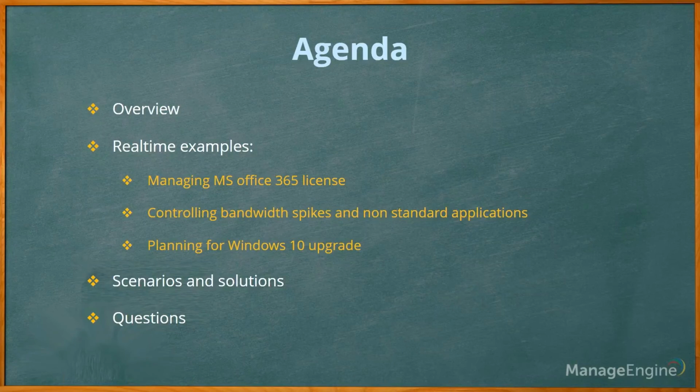The first real-time example that I have taken is managing Office 365 licenses, where we can see how we can manage licenses for applications. And also, we'll see how we can control bandwidth spikes and non-standard applications in our environment with tools. And also, we'll discuss in detail various reports available in Desktop Central Asset Management pertaining to the scenario of planning for Windows 10 upgrade.